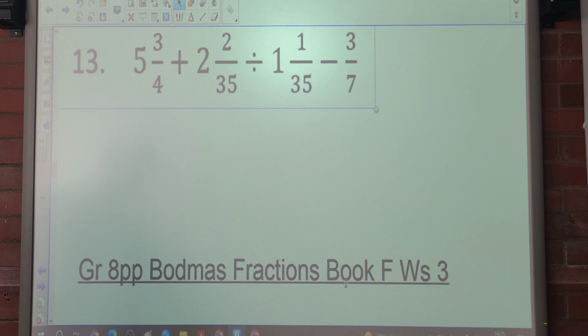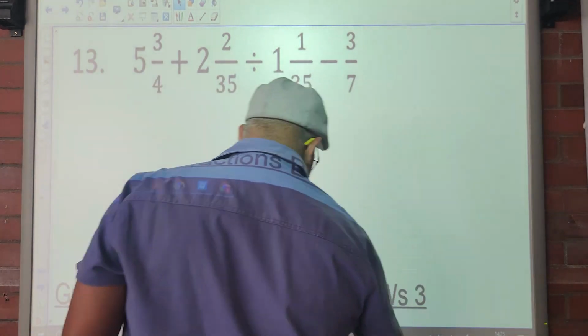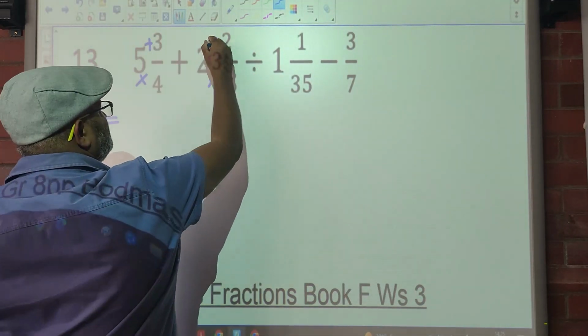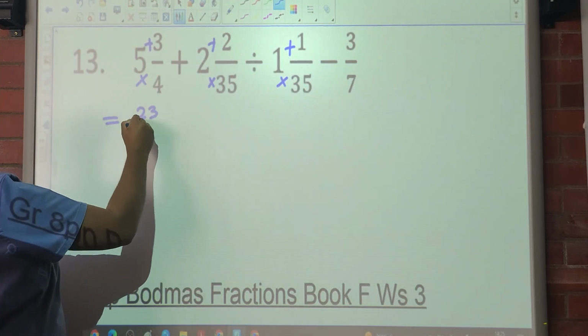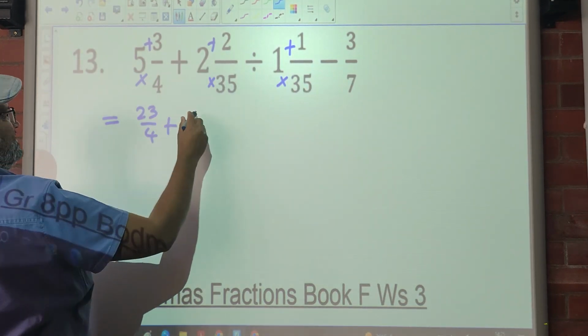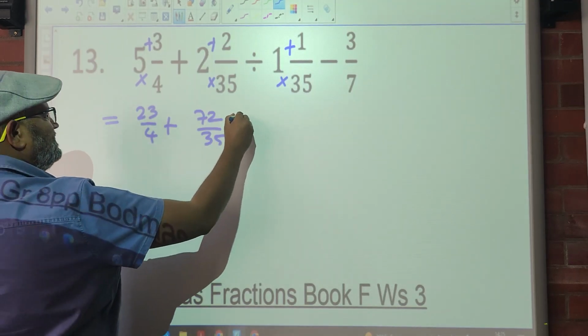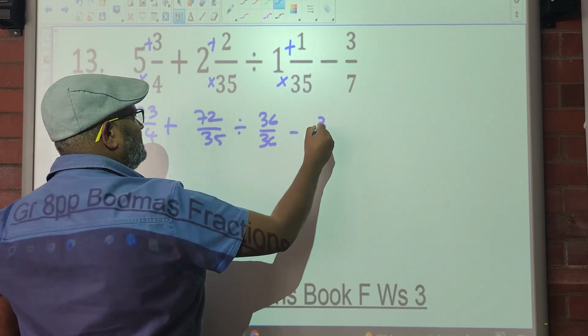Number 13. So what's going to be done first here? We change everything to improper fractions. So that's going to give you 23 over 4 plus 72 over 35 divided by 36 over 35 minus 3 over 7.